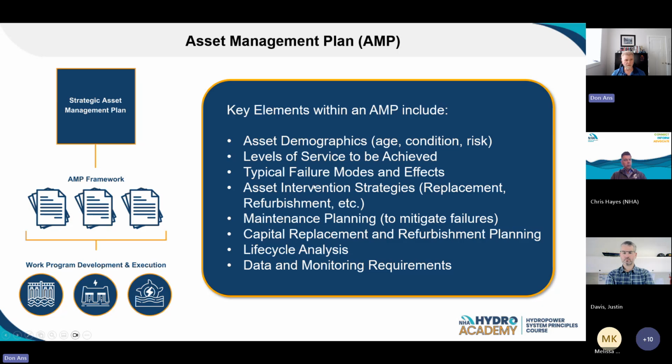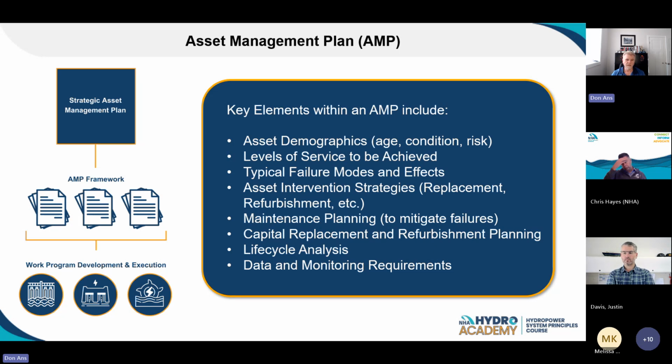What levels of service are we looking to see achieved? Typical failure modes, the asset intervention strategies, maintenance planning, capital replacement and refurbishment planning, life cycle analysis. So that's the stuff from the whole life cost models, and your data and monitoring requirements. So these are really detailed plans too. Typically, I've seen them 40 pages long for an asset class. If it's a station, maybe 100 pages.